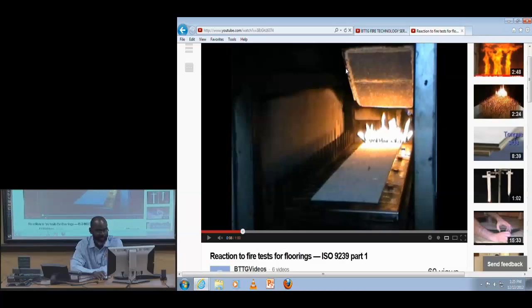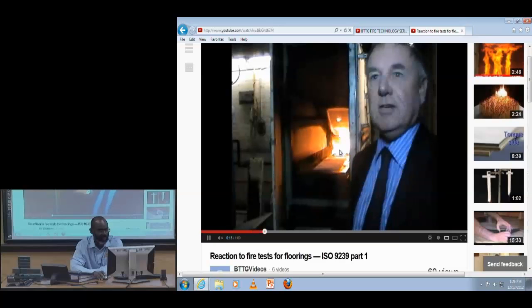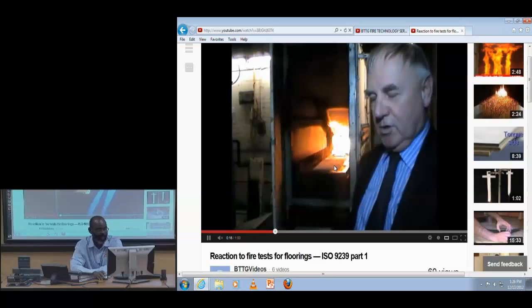So this is a typical type of test that wall assemblies and floor assemblies are subjected to. So let's just take a look at this. So we see the heating process, and we see this flame spread process that's occurring on the material.